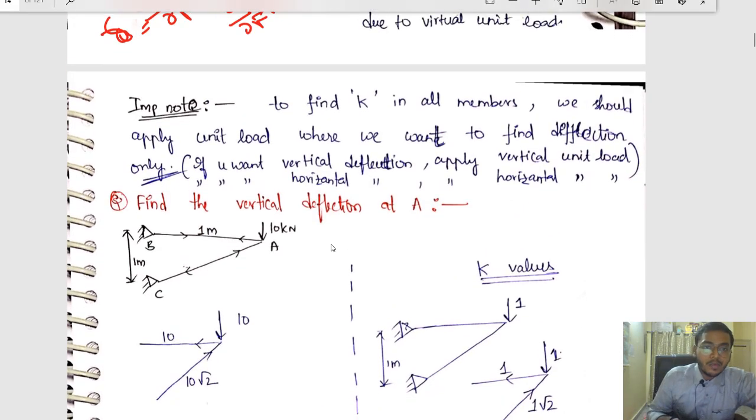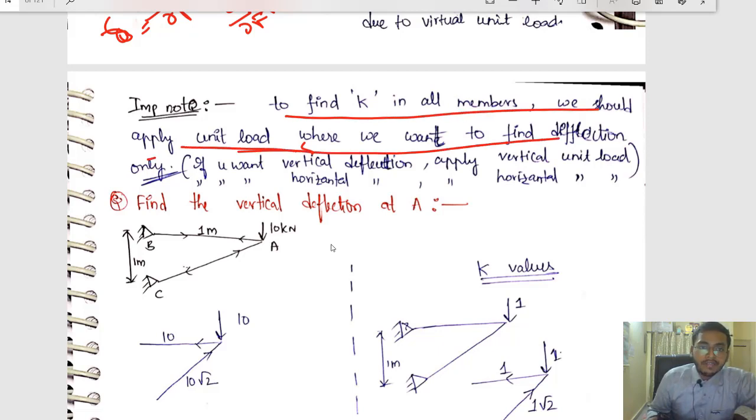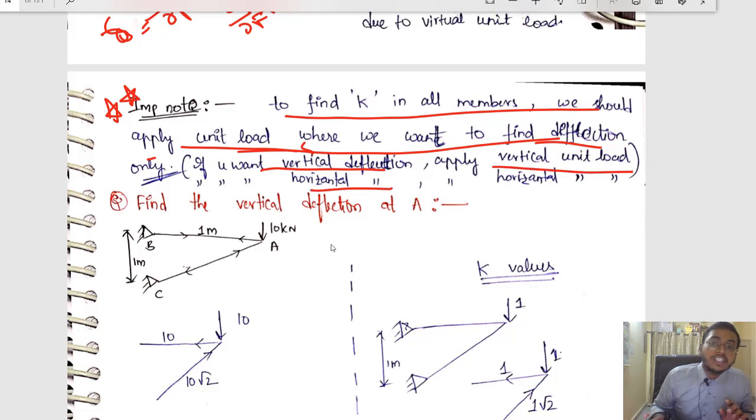Now see this important note. To find K in all members, we should apply the unit load where we want to find deflection. Very important note. Many people make the mistake of removing W and applying the unit load at the same point. Never do that. We have to apply the unit load at the joint wherever we want deflection. If you want vertical deflection, apply a vertical unit load. If you want horizontal deflection, apply a horizontal unit load. Let us see an example.